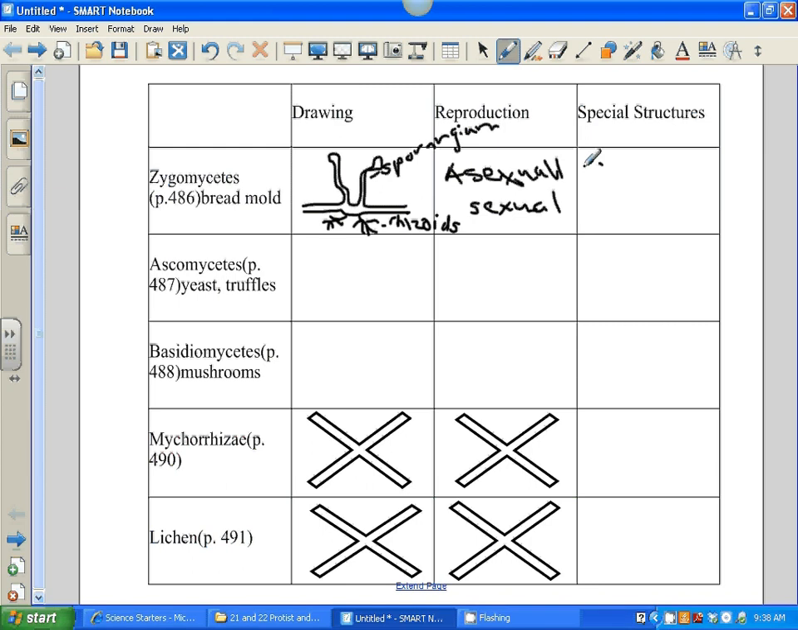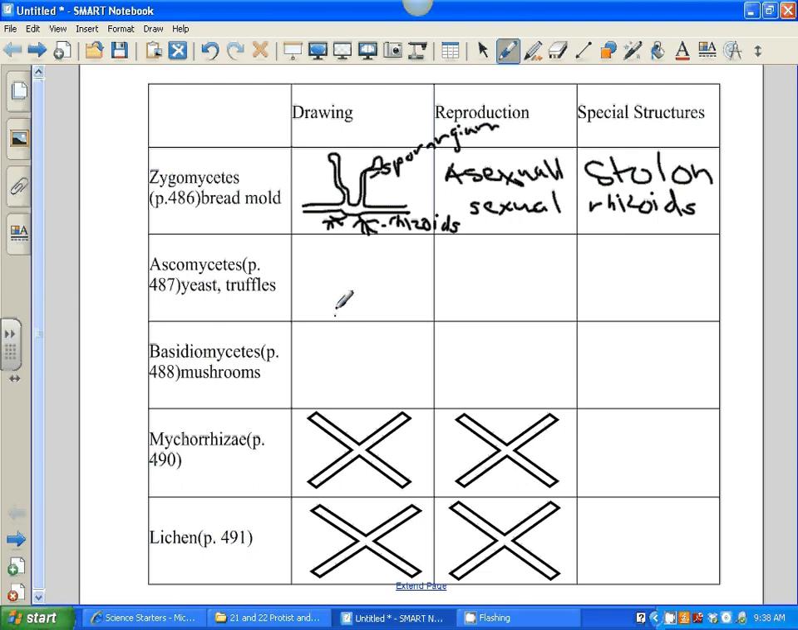The special structures are the stolon, S-T-O-L-O-N. Stolon are the mycelia that grow along the surface of the bread. And then the hypha are the rhizoids that anchor into the bread to obtain the nutrients. The next one, Ascomycetes, are the yeast or truffles.